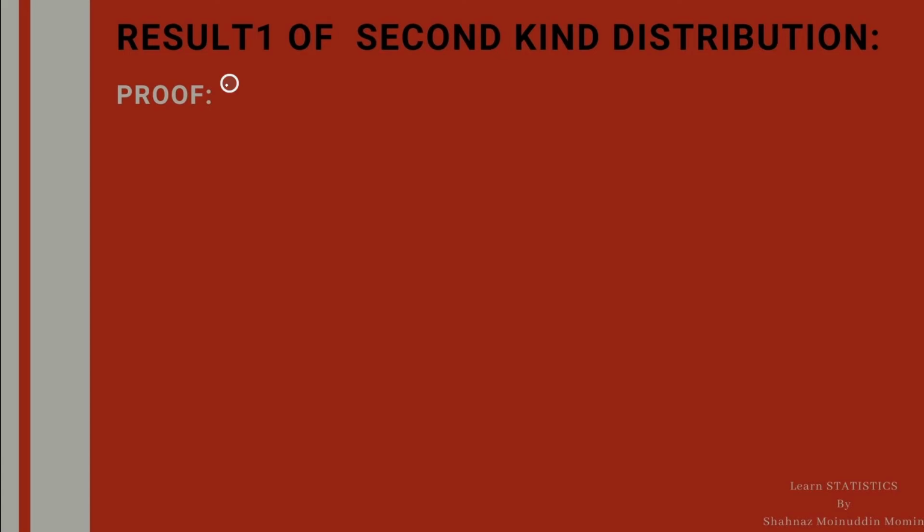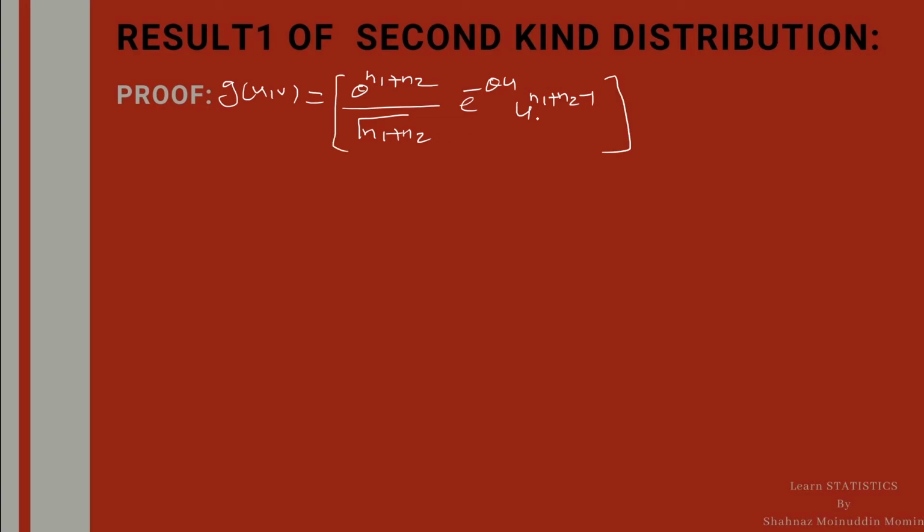Therefore g(u,v) is equal to theta raised to n1 plus n2 divided by gamma n1 plus n2 e raised to minus theta u, u raised to n1 plus n2 minus 1, into 1 upon beta n1 comma n2, v raised to n1 minus 1, 1 minus v raised to n2 minus 1. Now this is the joint PDF of u and v.